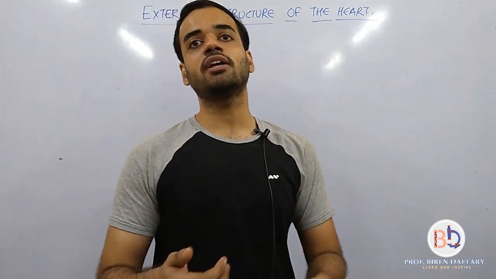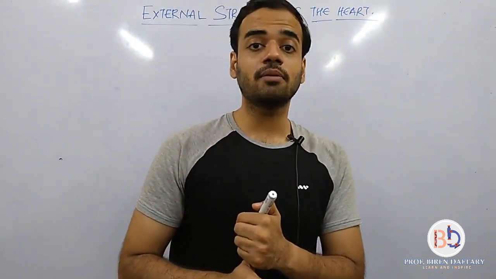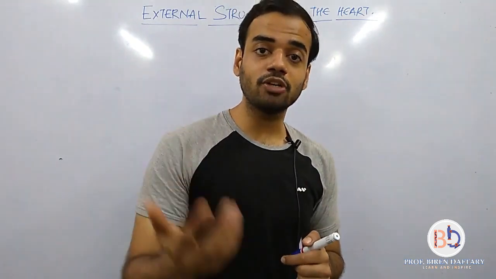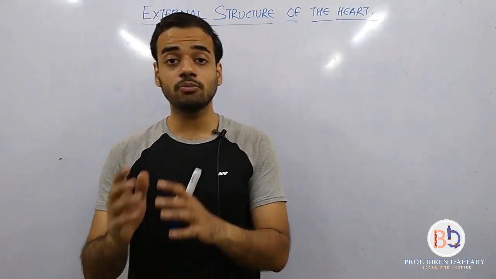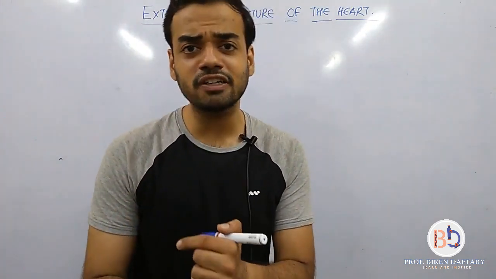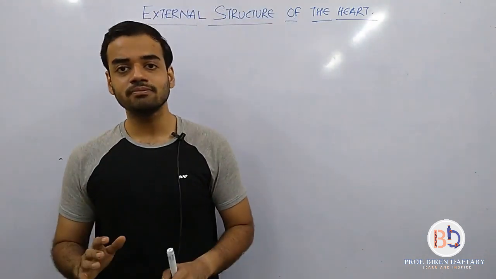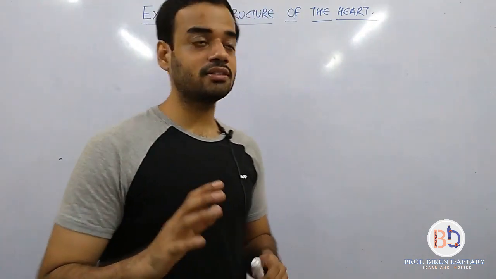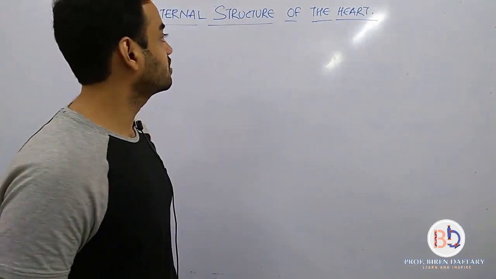You will be learning about all the parts like atria, ventricles. You will be learning about the walls which are present between all these chambers. Also, you will be learning about the blood vessels. That is the most important part. All vena cavas, aorta, coronary artery, coronary veins, everything you will be learning about in this lecture. So first of all, let us start with the external structure.